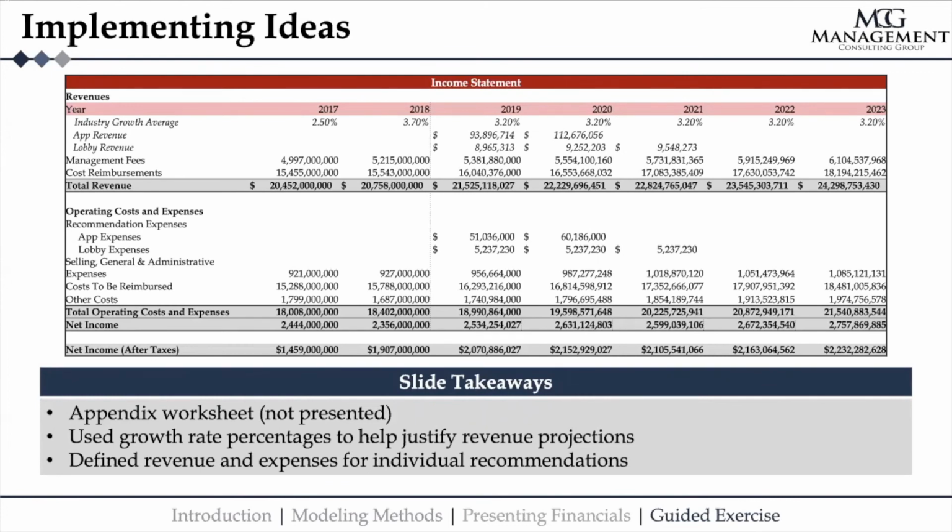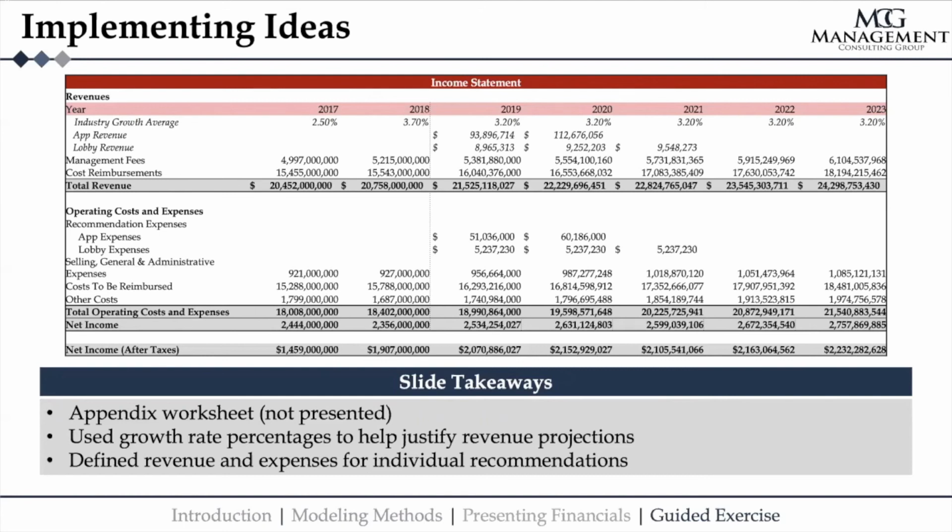And we also made sure to define our revenue and expenses for the individual recommendations instead of doing one lump sum. That way you could see if maybe you went with one instead of two, or two out of three, how it would still affect the firm.